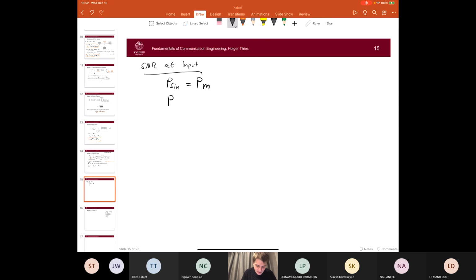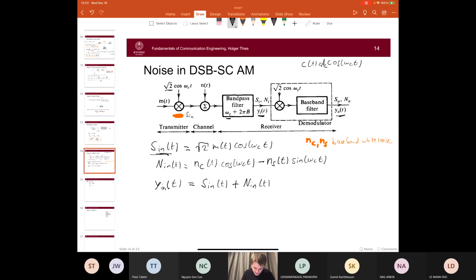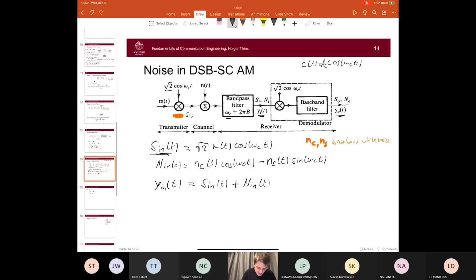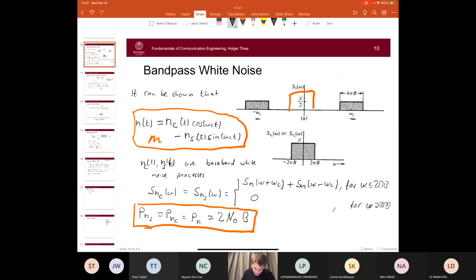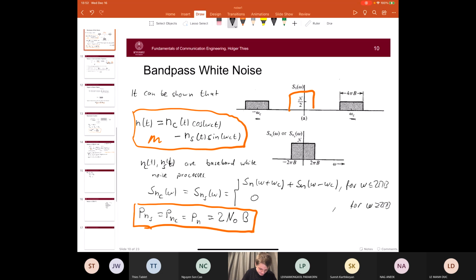Right? And what is the power of the output signal? Sorry, not the power of the output signal. What is the power of the input noise? Well, the noise here is just the bandpass white noise, and we have computed its power here. So the power is 2 times n0 times b.